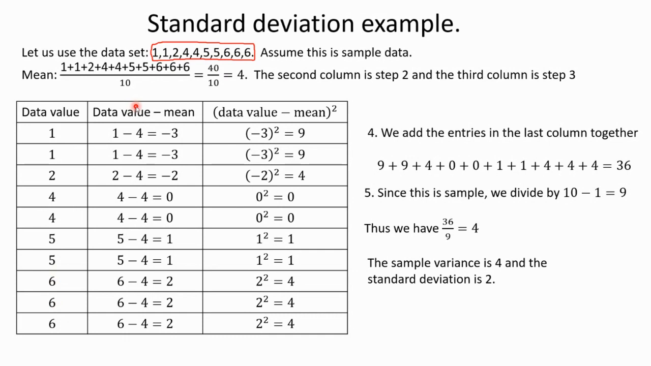Next, as you can see, I'm taking each data value and subtracting the mean. So really, what the standard deviation actually is, you're seeing how much variation there is relative to the mean. That's really what it is. So we subtract each data value from the mean, and we get all the entries here.